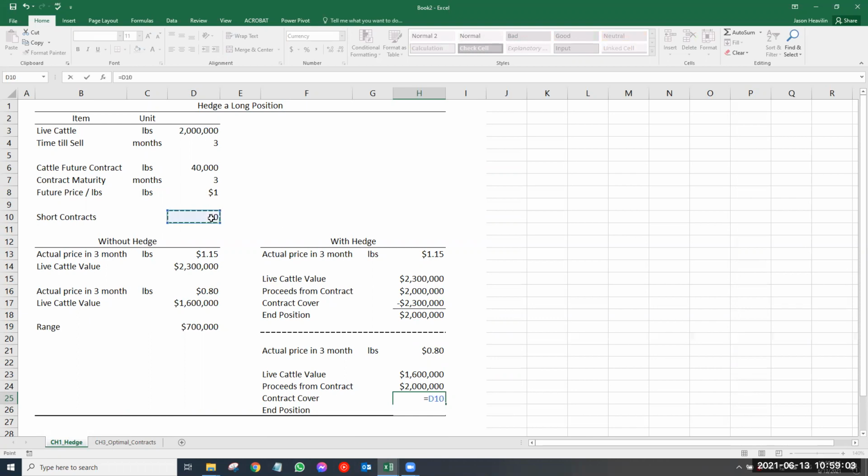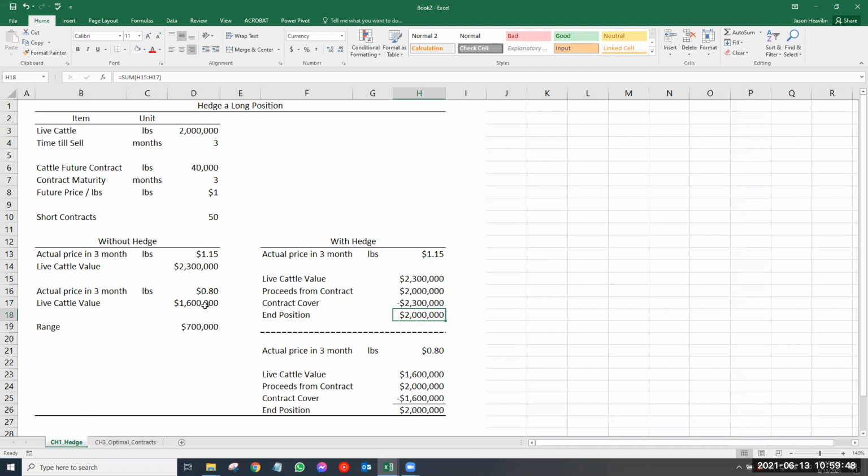So we take the 50 contracts times, and let me start it with a negative this time because it's going to be a cash outflow, 50 contracts times the 40,000 pounds times the 80 cents per pound you pay. So you only paid 1.6 million. When we do the addition of all the cash flows, you end up with $2 million. So the point is that whether the price goes up or the price goes down, you end up with the same amount of money, and you can count on that. The range becomes zero. You can lock in $2 million.